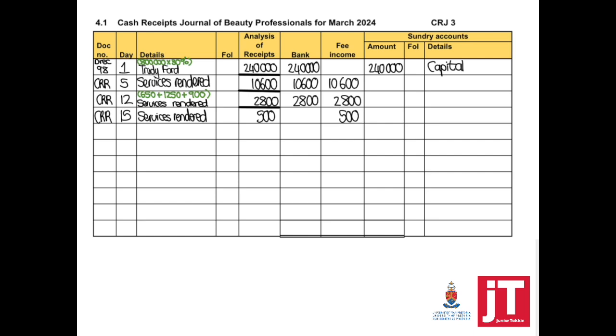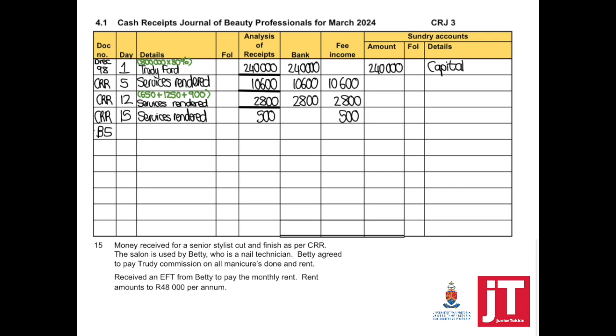On the same day, another transaction took place. Received an EFT from Betty to pay the monthly rent. Rent amounts to 48,000 per annum. So the business received money, which means that the source document that we use is bank statement. But the rent was given per annum. She only paid her monthly rent, which means we have to divide it by 12. From who did we receive the money? From Betty. And now because this money was received directly, by EFT, it means that it goes straight to bank. For what reason? For rent income.